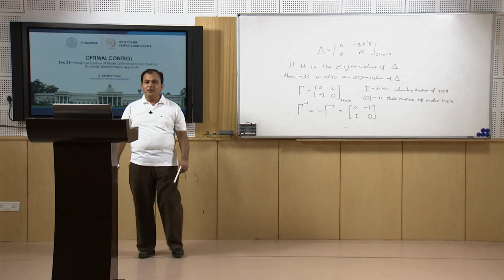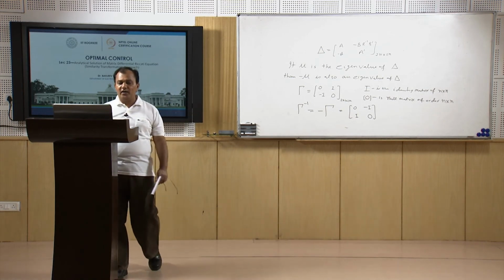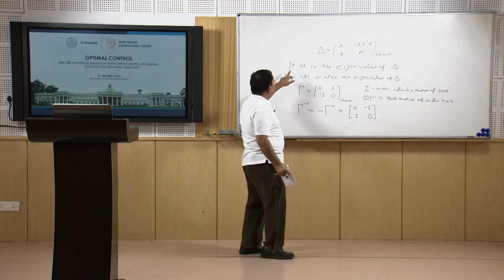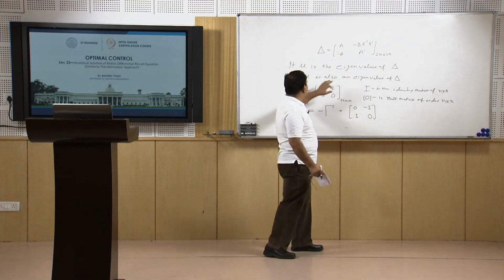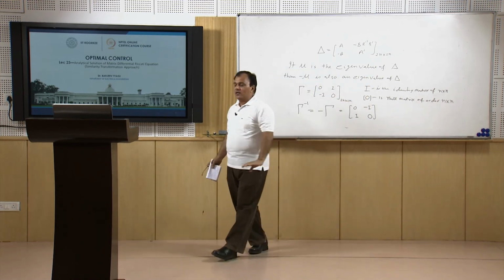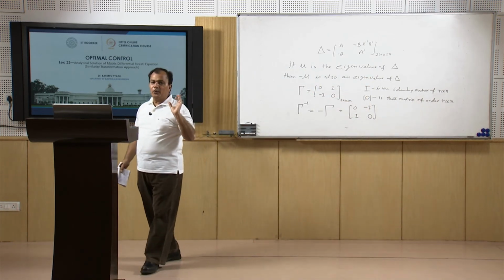Now this transformation matrix is utilized to prove the condition we stated: if mu is an eigenvalue of delta, then minus mu is also an eigenvalue of delta, where delta is my Hamiltonian matrix.